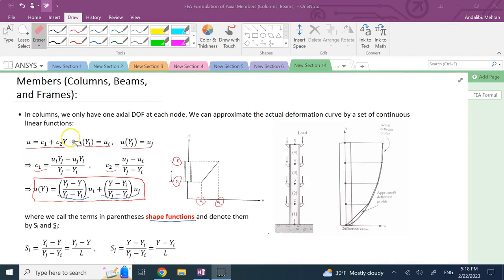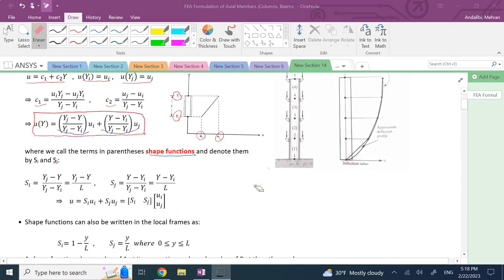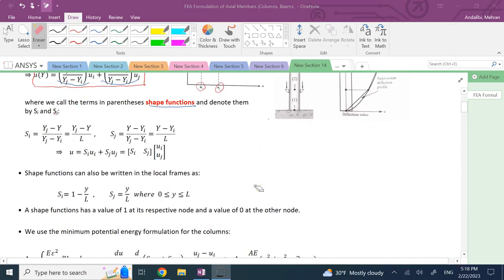Now, there are a few other things that we can add about these shape functions. One, each shape function has a value of 1 at its own node and a value of 0 at the other node. So if you look at SI, if I plug in YI in here, it's going to be YJ minus YI, which is L, divided by L, which is 1. If I plug in YJ for Y, it's going to be 0. Similarly, SJ at YI is going to be 0, and then at YJ is going to be 1.